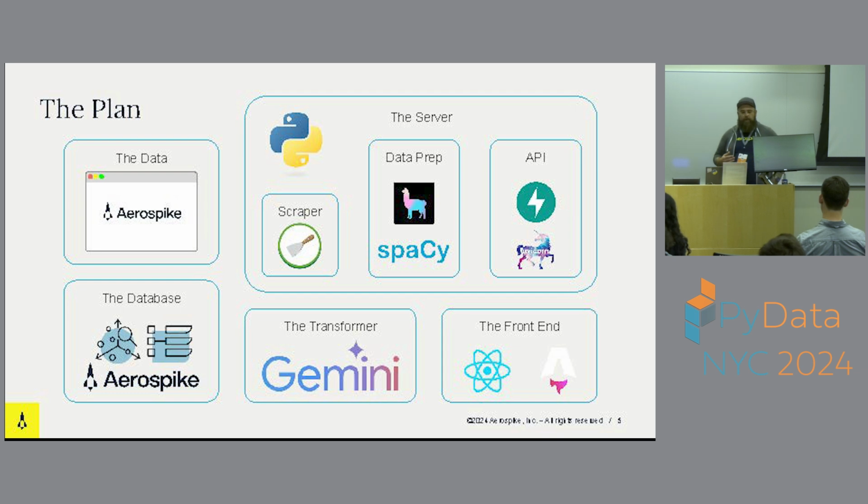So the database, we're storing everything in Aerospike. That is our vector search, that is our key value, so the actual document information that we're surfacing back through that search. And then we are storing the inverted keyword index in there as well.